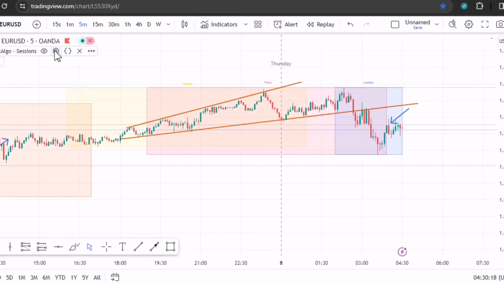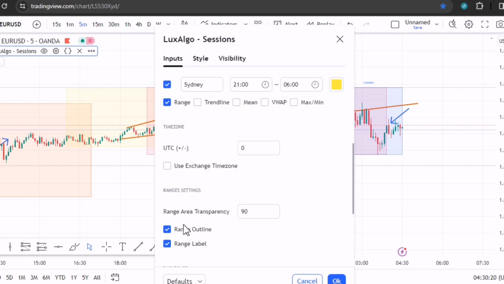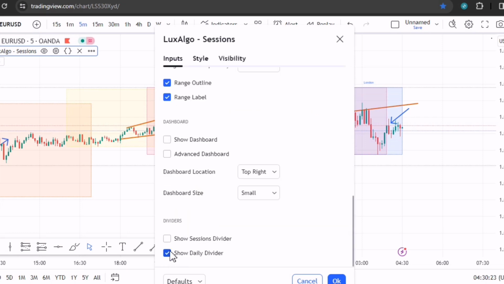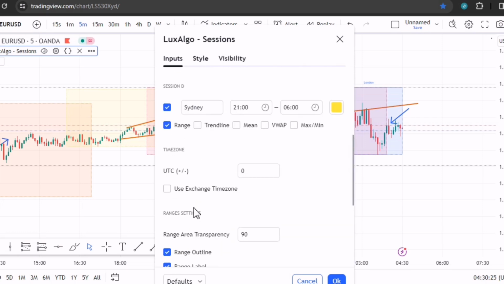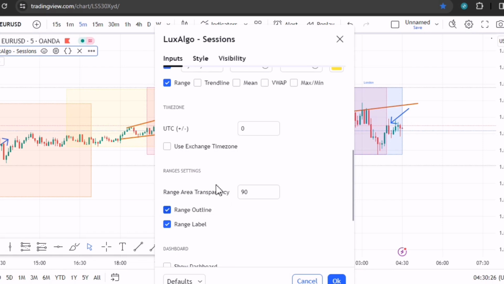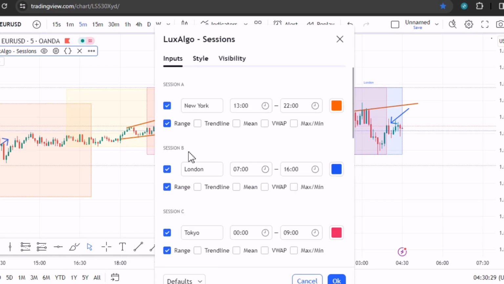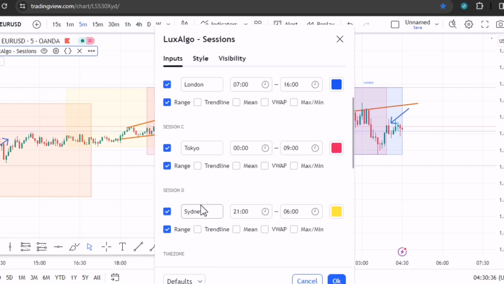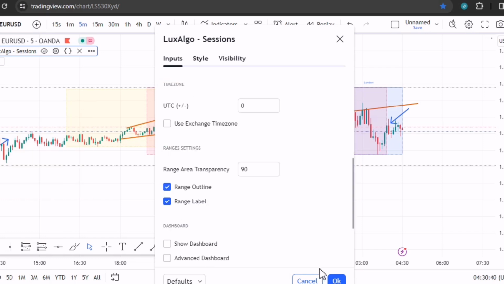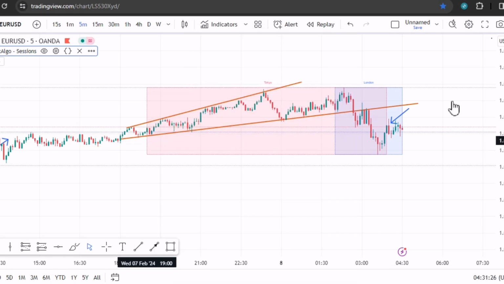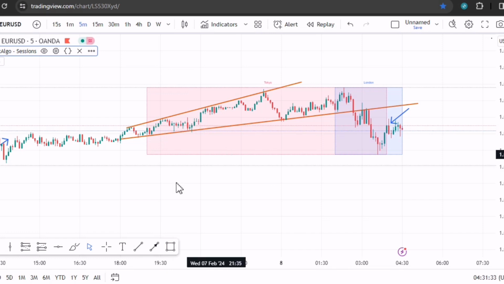Okay, let me put some few settings on the indicator. Okay, scroll down. I don't want the daily divider. Okay, let's leave that. So for today, I only need the London session. Let me uncheck New York. I also need Tokyo, so I will uncheck Sydney. Okay, if you're using your mobile, you can still do this on your mobile phone. Okay, just download the TradingView app and you will be good to go.